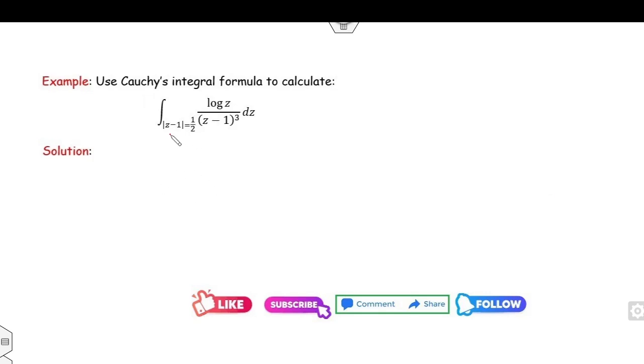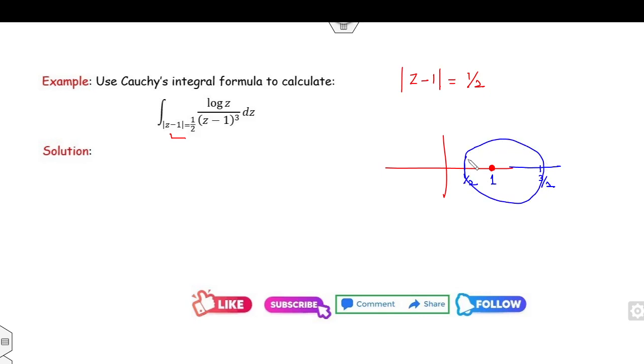This is again similar. You can see |z - 1| is equal to half. That means the center is (1, 0) and the radius is half. So if this is my 1, the radius is half: it is 3/2, it is 1/2. So this is my equation of the circle.